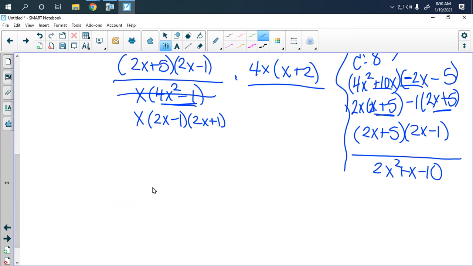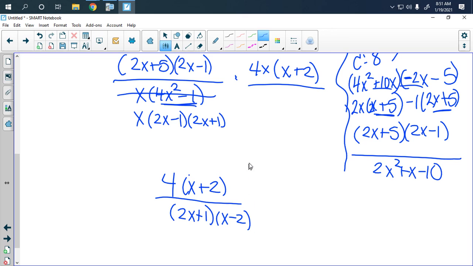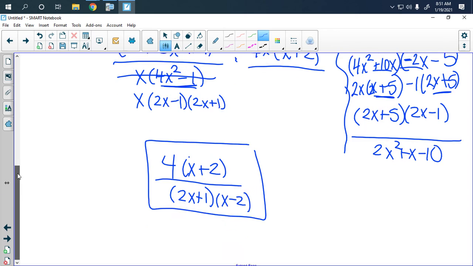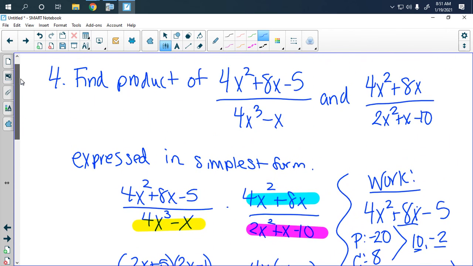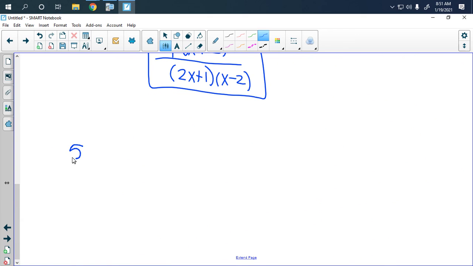All right, so once you factor that and cancel, your final answer should be 4 times the quantity x plus 2, 2x plus 1, x minus 2. So on your papers, I should see that you have finished this problem. So finish factoring that last denominator and cancel out any like terms from the numerator to the denominator. All right, so that was 4. We'll do one more.